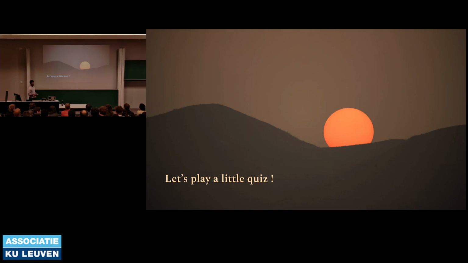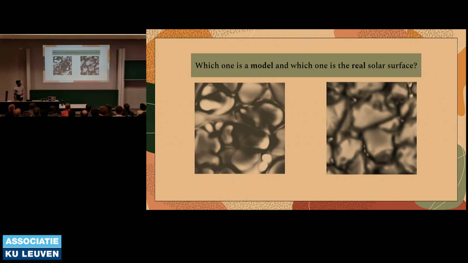Let's play a little quiz. So, okay. Which one do you think is a model of the solar surface? People who think it's the left one, please raise your hand. People who think it's the right one. So you think the right one is the model? Well, it's kind of an even spread, but the model is actually the left one. So the thing that I wanted to emphasize is that these solar surface models are really amazing. Resolution-wise, they're even better than what we observe.